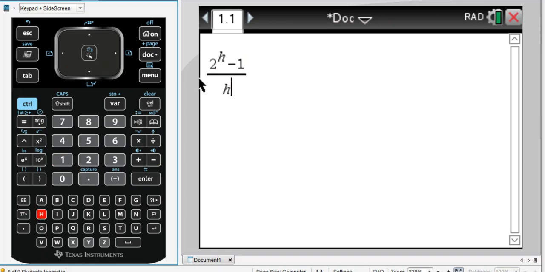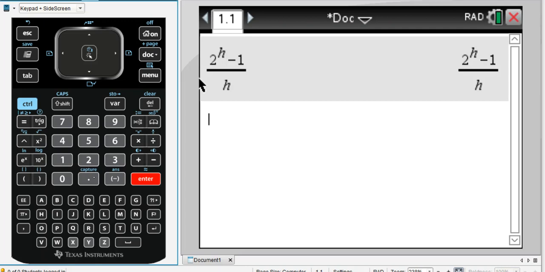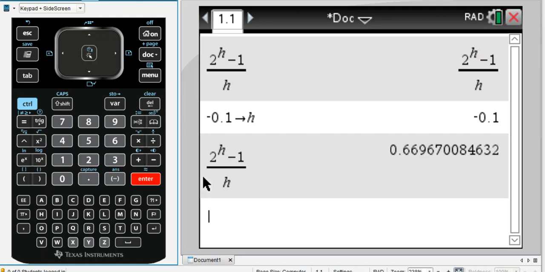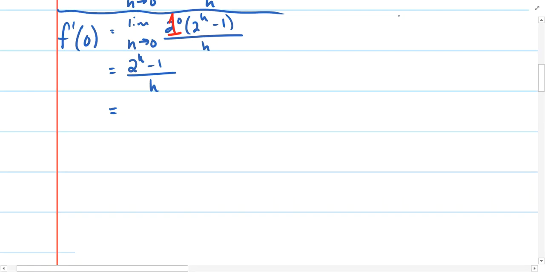It's written the letter as an italic number, so it's not going to do anything for us right now. But if I take the number negative 0.1, I can store that with the store command. I have to press control variable. That's the store command, and I can store this in place of letter h. Now, if I repeat the command from the line before, the h is a bold letter. And when we press enter, we see that with an h value of negative 0.1, we get a derivative result of 0.6697 when rounded.